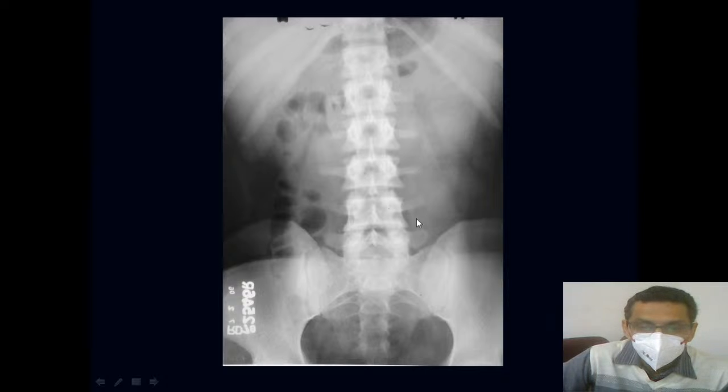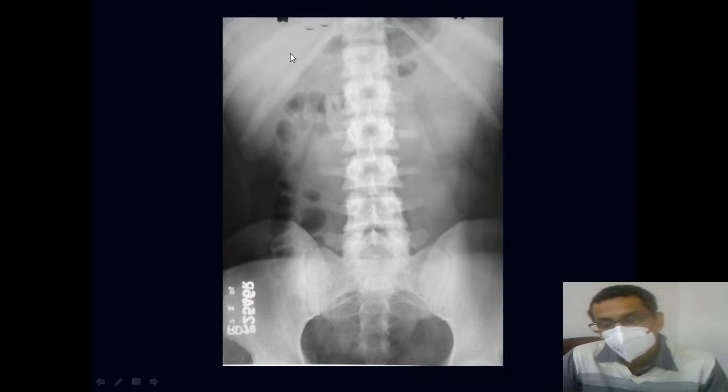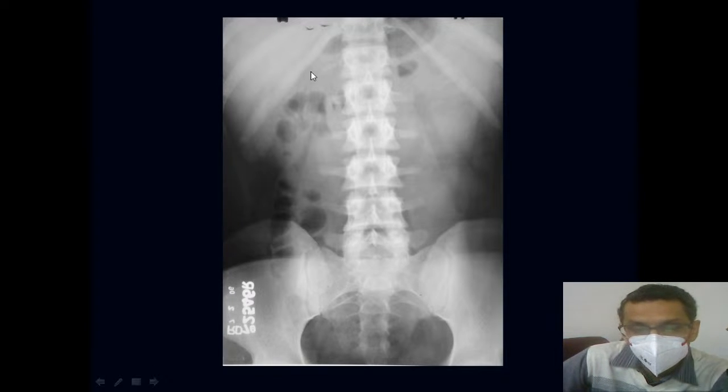Then there is a soft tissue density, like this generalized gray, or whatever you want to call it, white opacity. What we call it is a soft tissue density. Even this is a soft tissue density, this is a soft tissue density, this is a soft tissue density. This is a common density, common opacity, for all solid organs as well as fluid. On plain X-ray, we cannot differentiate solid from fluid structures, and both of them give rise to a soft tissue density like this.